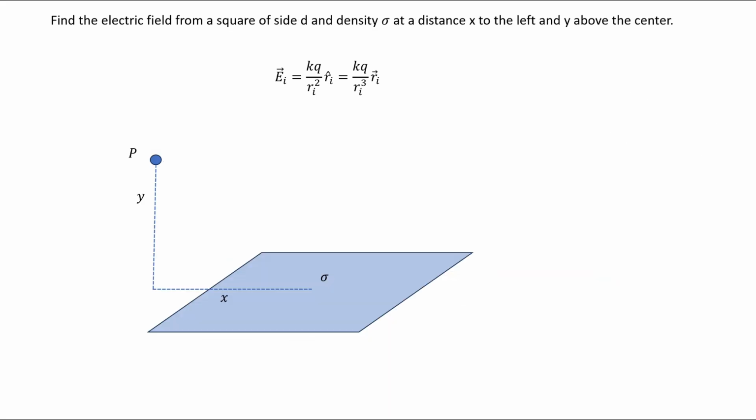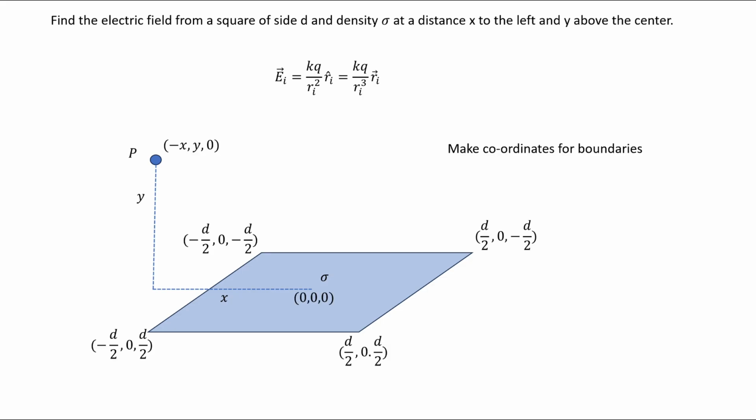What's the next upgrade from something like this? Well, of course, we go from 1D to 2D. You go to a 2D plane with a charge distribution sigma. And what are we supposed to do? We come up with coordinates for the boundaries. In this case, I have corners. So here's this corner, this corner, this corner, this corner. I also came up with a coordinate for the center because in this case, I changed my problem to say a distance x to the left and y above the center.